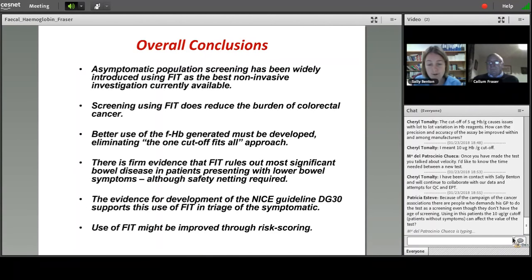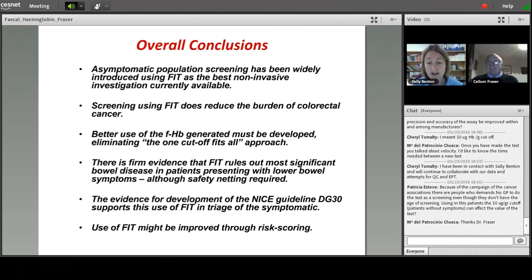So Cheryl's quite rightly pointed out here that her and I have had some contact, and I know I've had some contact with people across the world actually in terms of lots of the quality issues surrounding the analytical aspects of FIT. And I really appreciate all the input, and Callum's obviously been instrumental in getting all these things going.